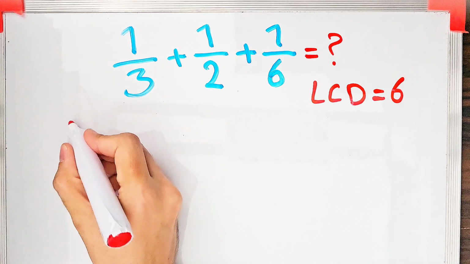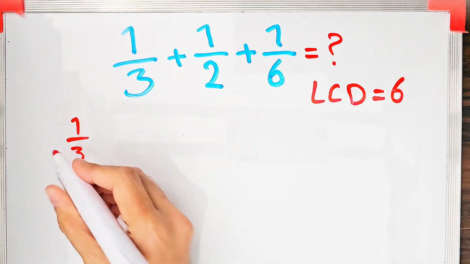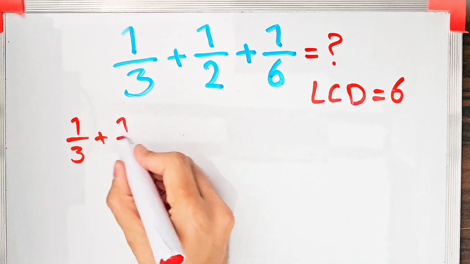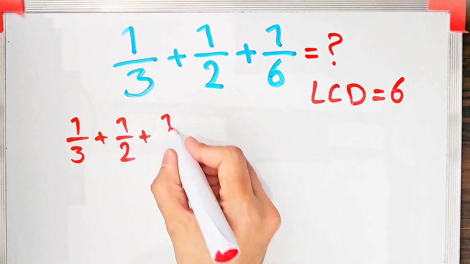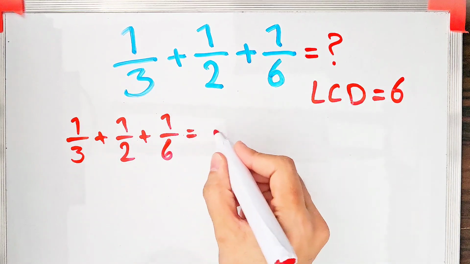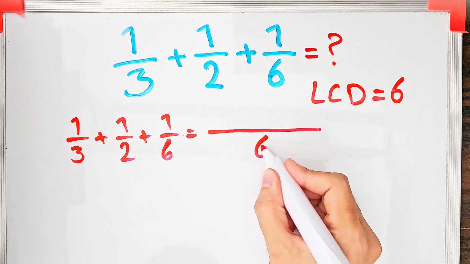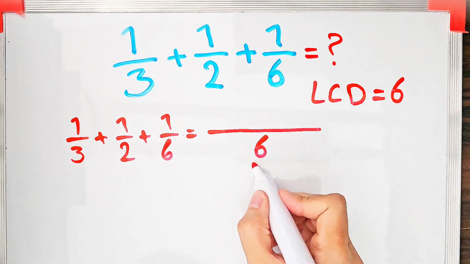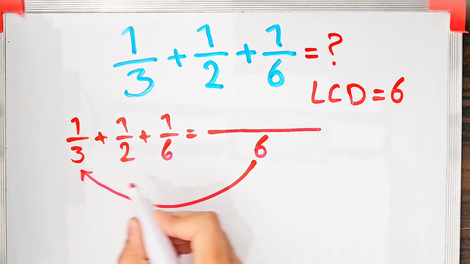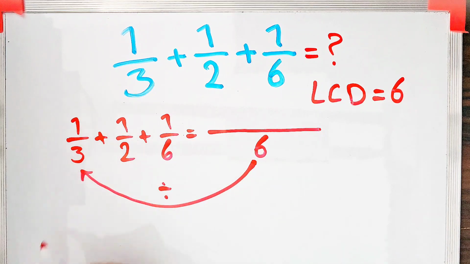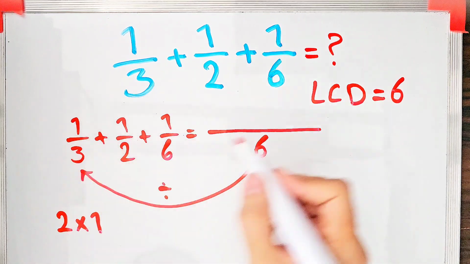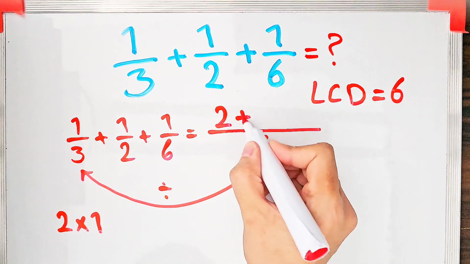After we find the common denominator, we can add these fractions. 1/3 plus 1/2 plus 1/6. Now we have a new fraction where the denominator is 6. 6 divided by 3 equals 2. And 2 times 1 equals 2. We write 2 in the numerator.